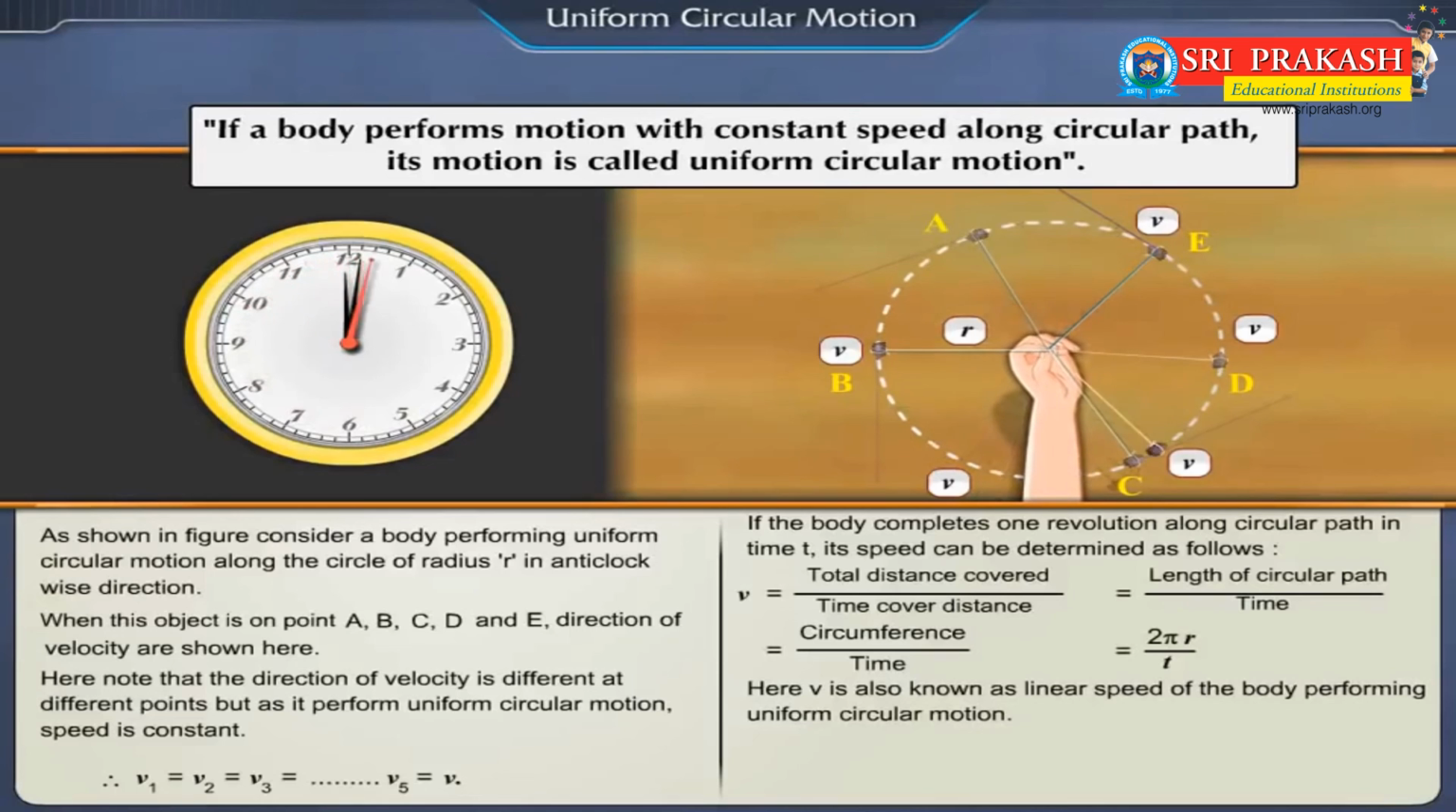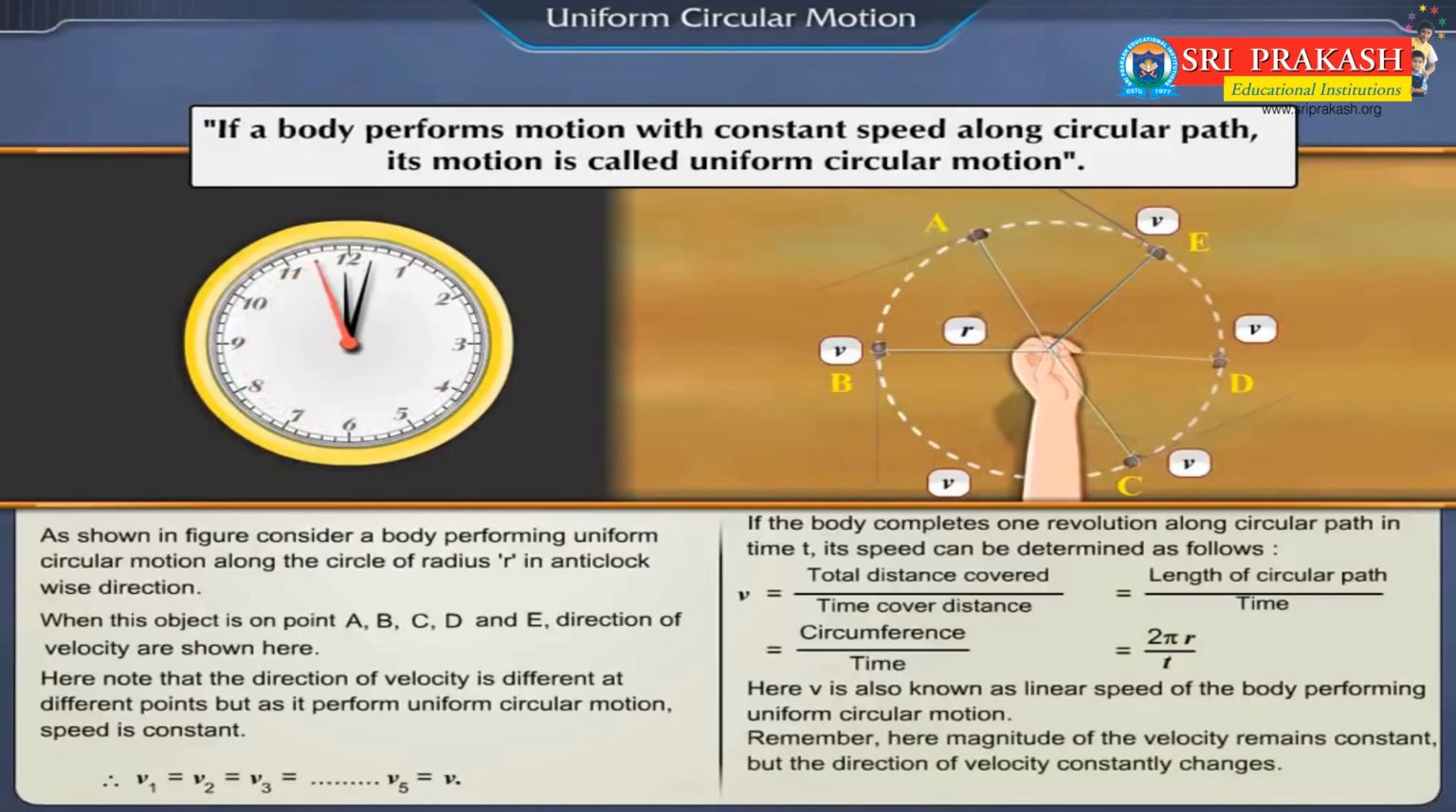Can uniform circular motion be considered to be motion with uniform velocity? Think over it. Remember, here the magnitude of the velocity remains constant, but the direction of velocity constantly changes. So, in fact, uniform circular motion is accelerated motion.